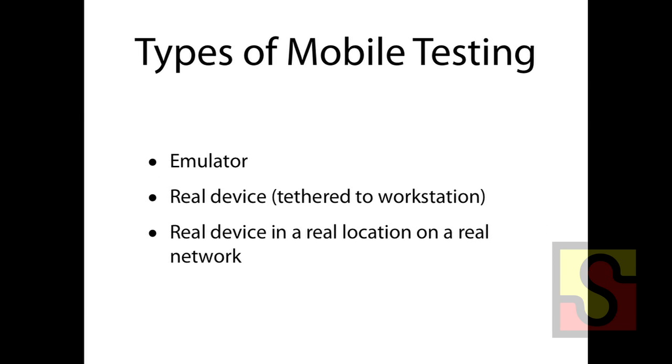Talking with anybody about mobile testing in the last year or two, it really seems to come down to three categories. Doing it on an emulator, doing it on a real device but tethered to a workstation like this, and the last one is a real device and real location, real network, like imagine an iPhone on Verizon in Times Square. Selenium 2 actually covers those first two: in an emulator on your laptop, or on an actual tethered device.